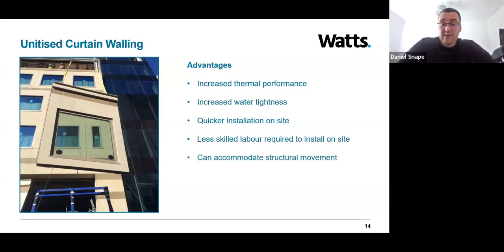Another key reason is it can accommodate good structural movement. Pre-made units are often designed to flex and shift with a building structure, resulting in fewer cracks or defects from structural movement.